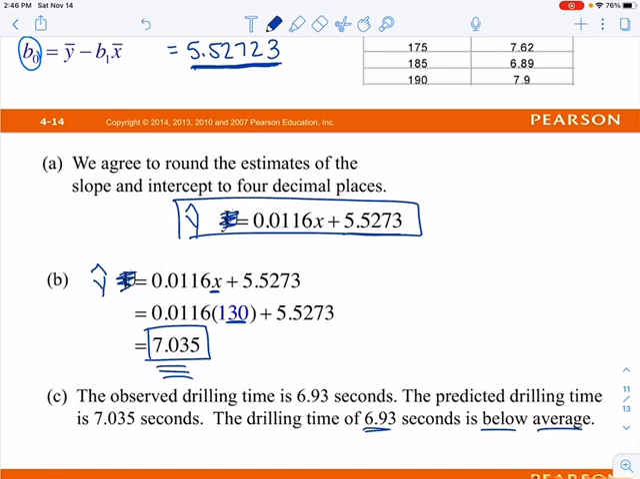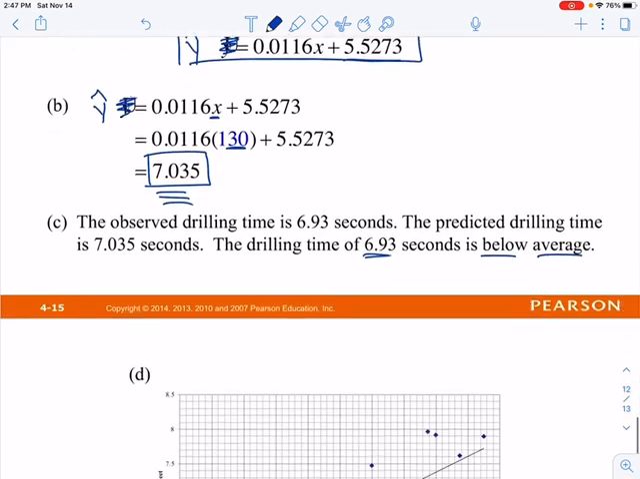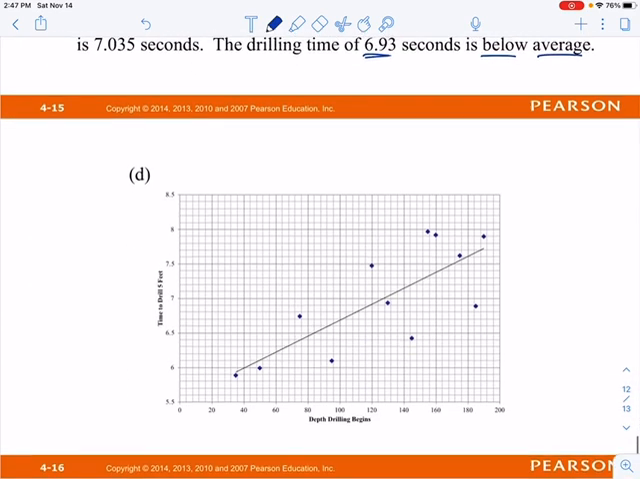Okay, and then the last thing that we want to do is draw the least squares regression line on the scatter diagram of the data. So again, all I did was plot those points. I used Excel, and again, I screen captured it. But there is my scatter plot.